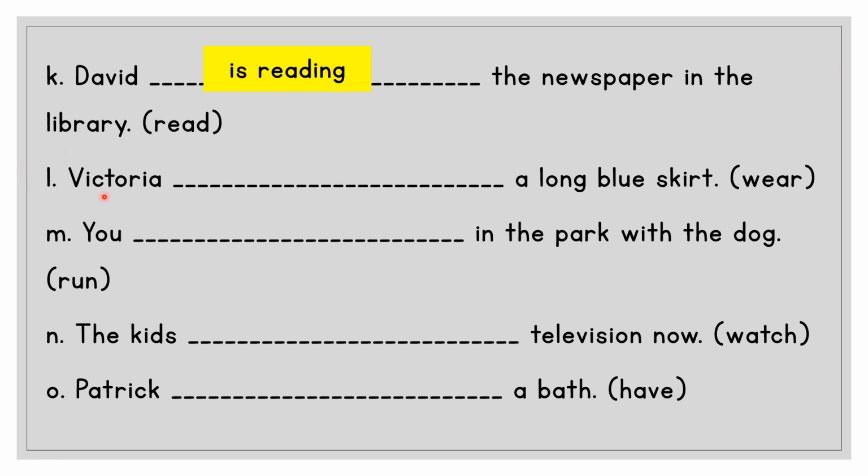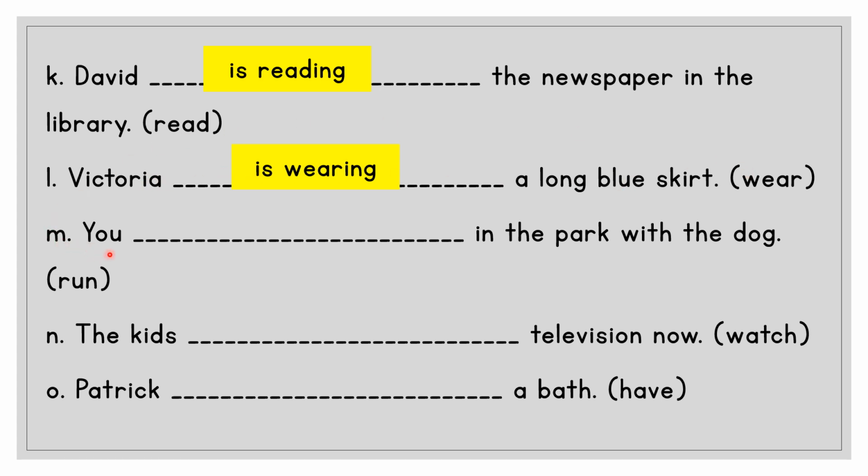Okay, next. Victoria. Victoria. How many people? One or more than one? Just one. So we use is or are? Is. Kemudian verb dia bagi where. The verb is where and you add ing plus ing to that. So Victoria is wearing a long blue skirt. Okay, Victoria is wearing a long blue skirt.